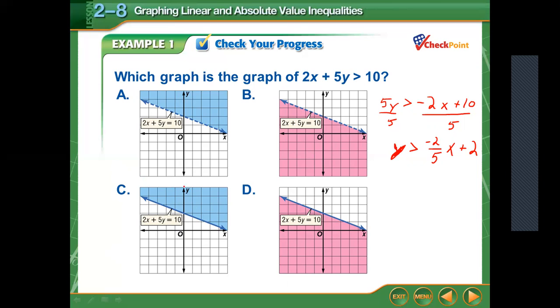So I'm looking here. Which ones are shaded above? Well, A and C are shaded above. So if A and C are shaded above, now I need to figure out, let's see, they're both the same line there. I have a y-intercept at 2, and then it's down 2, right 5. And look, one's a dashed line, one's a solid line. You can probably tell we're just greater than here, so we know that this answer is A.